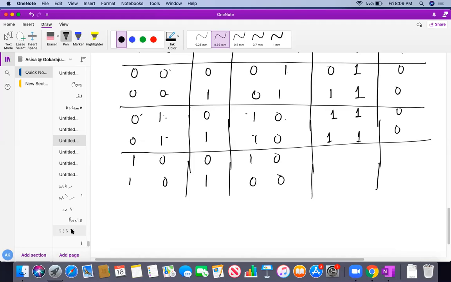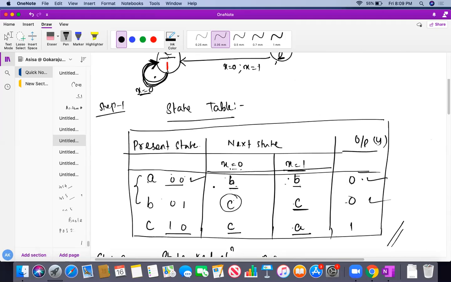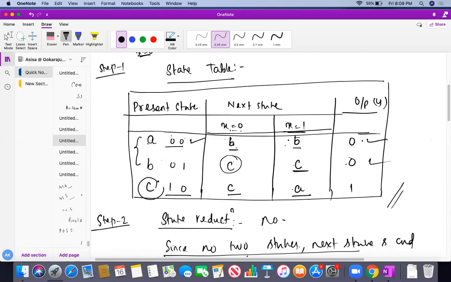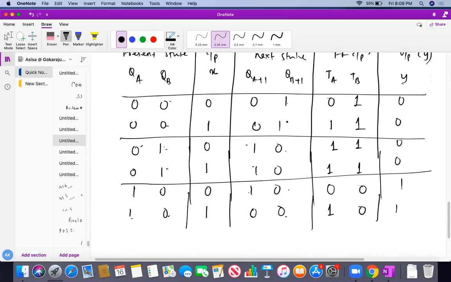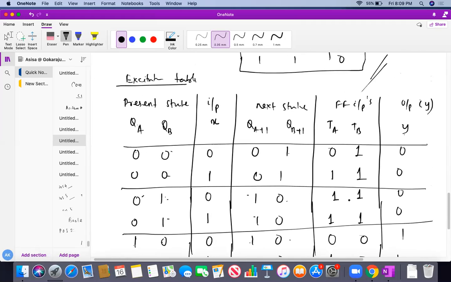Now what will be my TATB? Present state is 1, next state is 1, TA is 0. Present state is 1, next state is 0, TA is 1. Present state is 0, next state is 0, TB is 0. Okay. And what is my output? For the present state C, my output is always 1, whatever may be my inputs. Okay. So this is my excitation table. Do you all understand, students, how I have drawn the excitation table? From the state diagram only I have drawn. Any doubt, please let me know immediately.